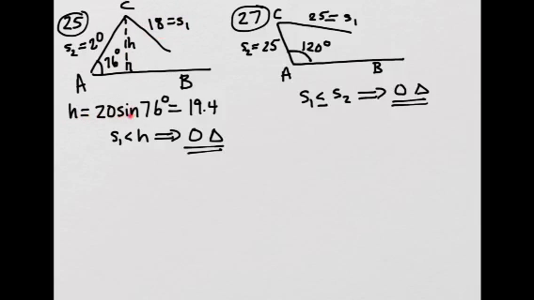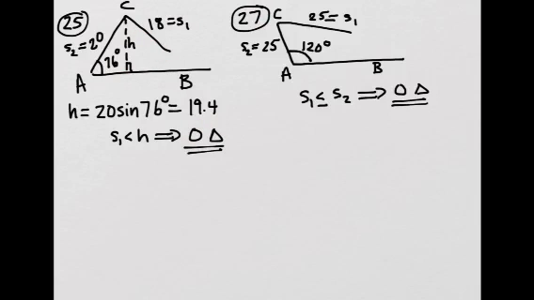So here's H right here, 20 sine 76, and it's 19.4. So this is longer than this. So what does that tell you? That as you spin this over here, it's not going to reach this side right here at all. It's too short. So you have no triangle.